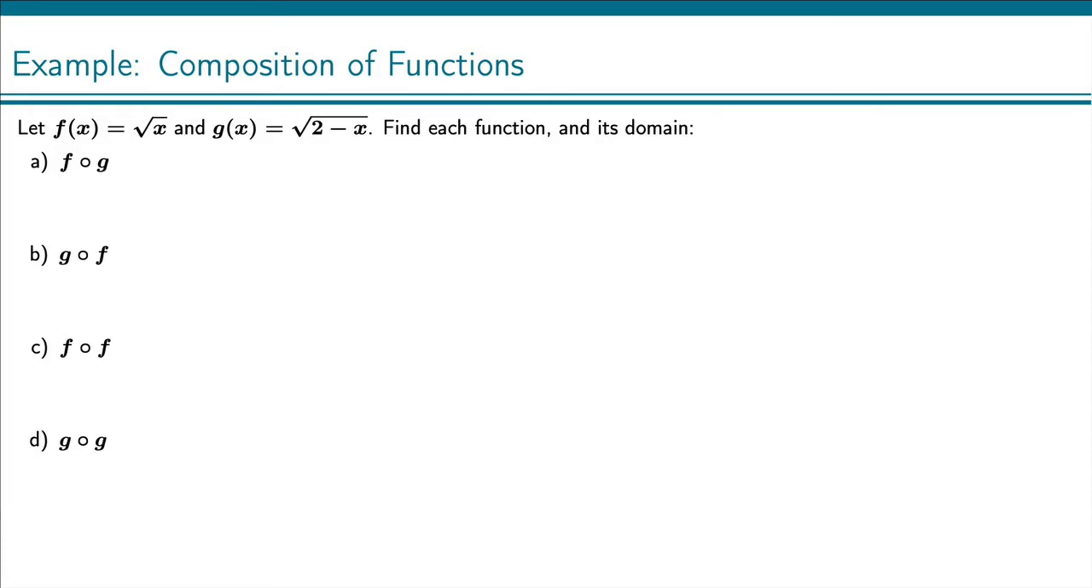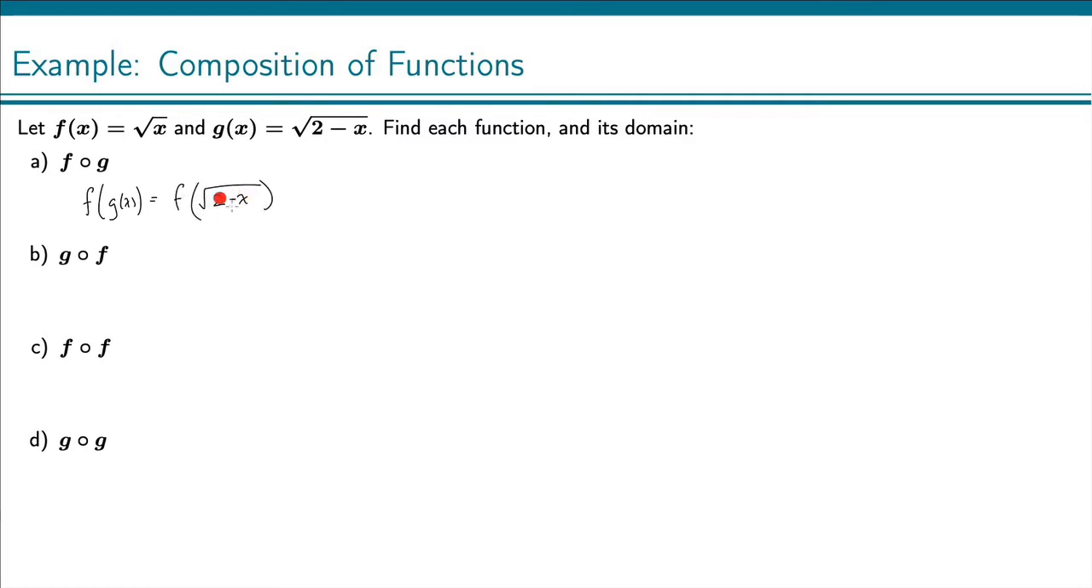Let f of x equal the square root of x and g of x equal the square root of 2 minus x. We'd like to find each of these compositions and the domains for each of those. Starting with f composed with g, that is f of g of x that we're looking for. So that's f of the square root of 2 minus x.